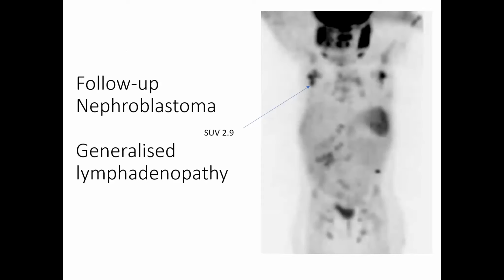And here's another example, an SUV of 2.9. Child is on follow-up having had a stage 2 nephroblastoma resected. And the PET scan is trying to tell us that these are malignant axillary nodes. Well, nephroblastoma doesn't usually metastasize to the axillary nodes. In fact, I guess if I was to say it never metastasizes to the axillary node. So again, we were misled by the SUV, and this is in fact HIV lymphadenitis. Slide.